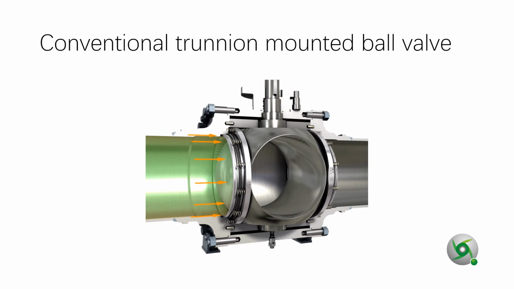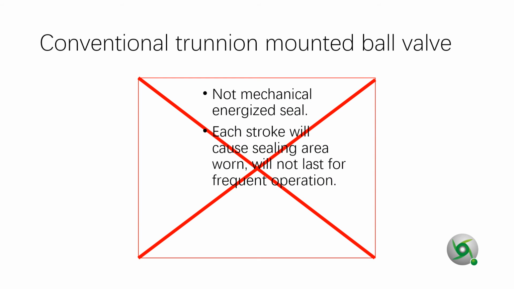Conventional trunnion ball valves are based on the differential pressure sealing principle and could not provide mechanically energized seal. Besides, the sealing members are always in contact during stroking, which can cause the sealing area to wear out quickly, so they are not the right choice for metering application.